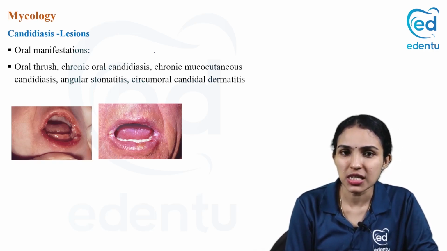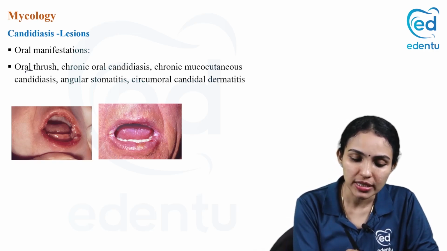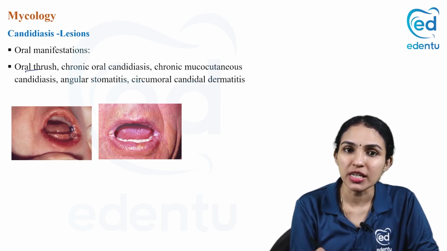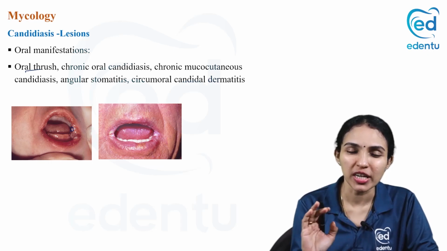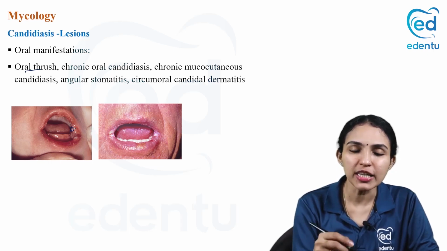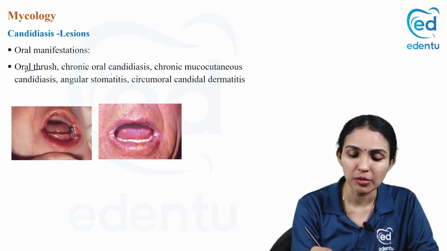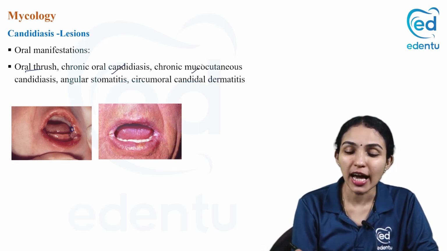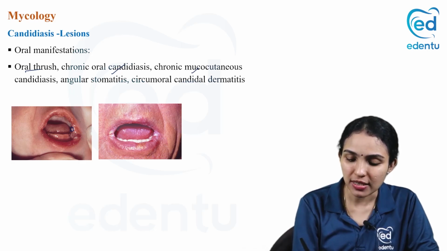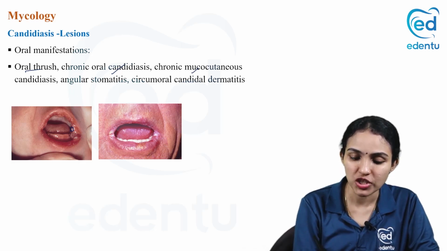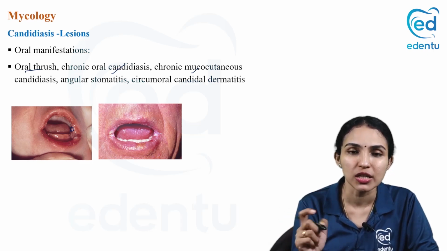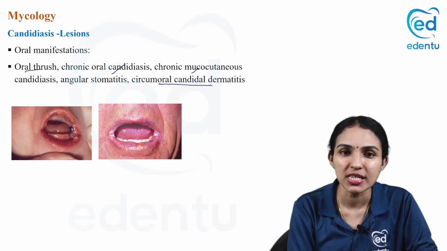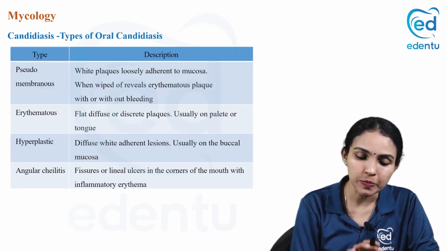Coming to the oral manifestations in a little bit of detail, you can see the oral thrush. The whitish membrane you can see here. So this is called oral thrush. It is a whitish membrane over the oral mucosa. It can have different manifestations, not only oral thrush, it can be chronic oral candidiasis, chronic mucocutaneous candidiasis, then angular stomatitis. You will see this whitish layer or whitish kind of lesions over the corner of the mouth, that is called angular stomatitis, or circumoral candidal dermatitis. So these are the various oral manifestations of candidiasis.